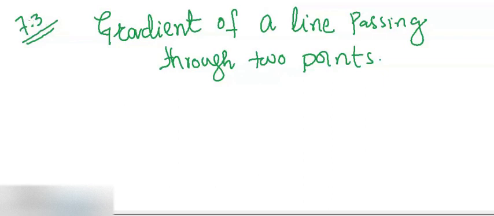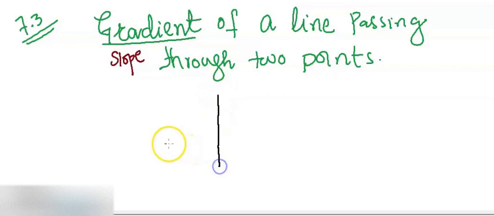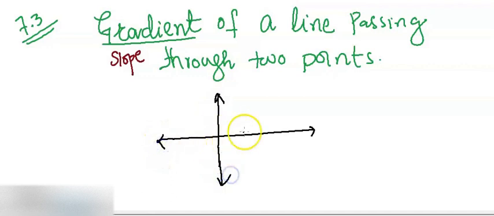So what is the concept of gradient? In some books we also call this gradient as slope. So the word gradient and slope will have the same meaning in this book. So what happens whenever we are given any line? Let's say this is a line in the xy plane. Suppose we have a line in the xy plane. Let's say this is the line.